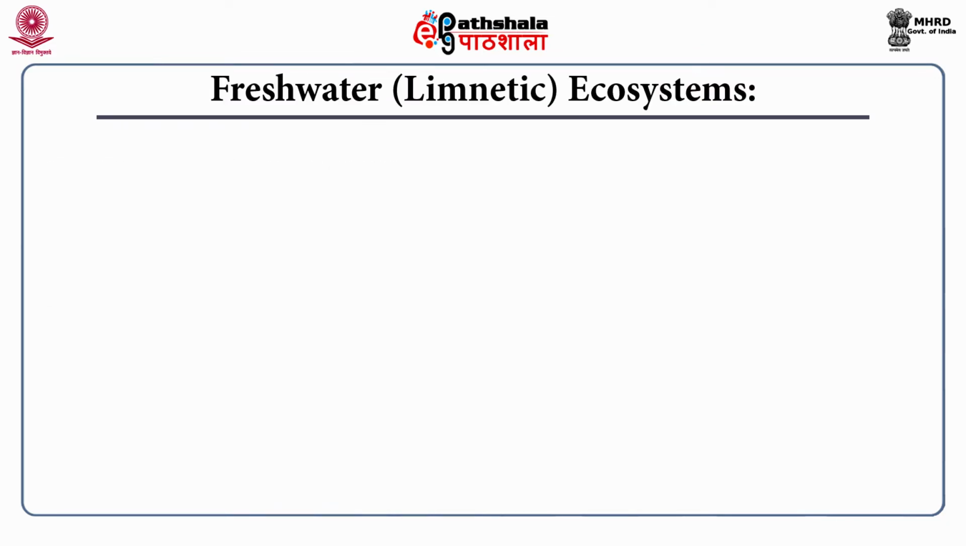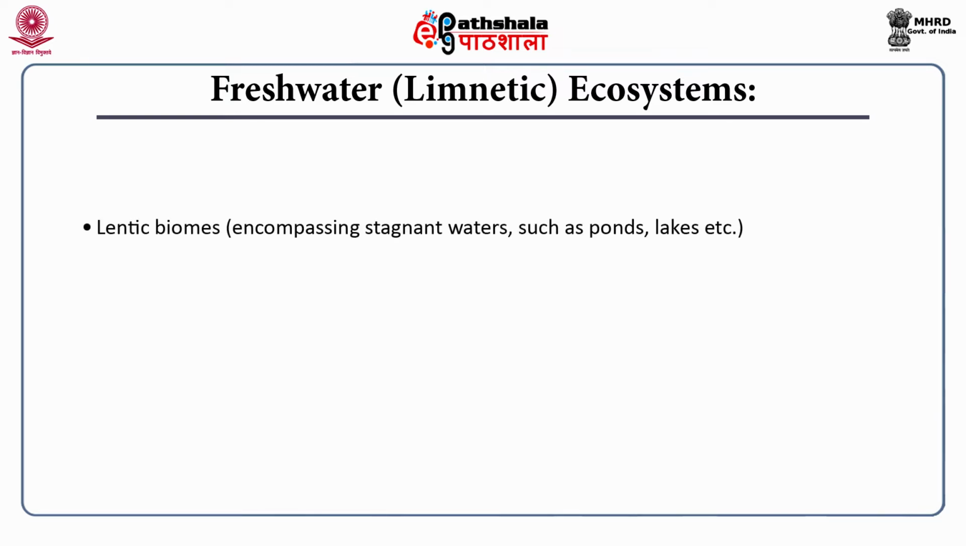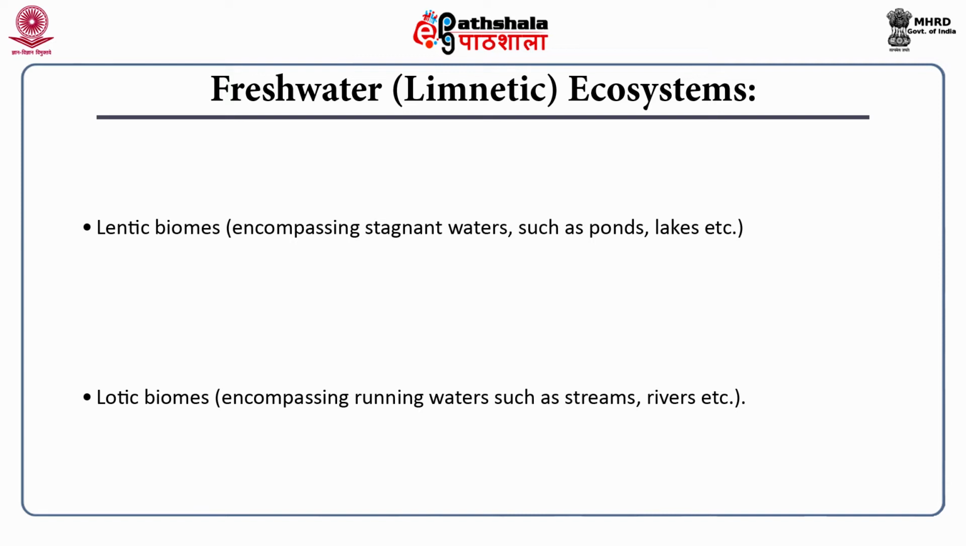Freshwater ecosystems are also called limnetic ecosystems. So marine versus limnetic, there is a difference. Estuarine, marine and limnetic are the three kinds of aquatic ecosystems. Limnetic ecosystems can be divided into lentic versus lotic. Lentic biomes are stagnant waters such as ponds, lakes, etc., while lotic biomes encompass running waters such as streams, rivers, etc.